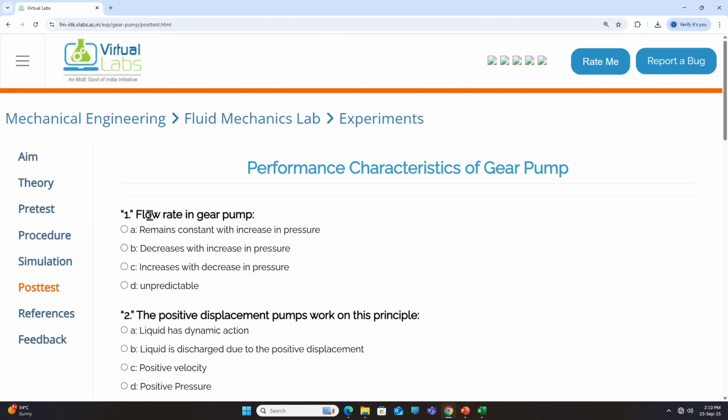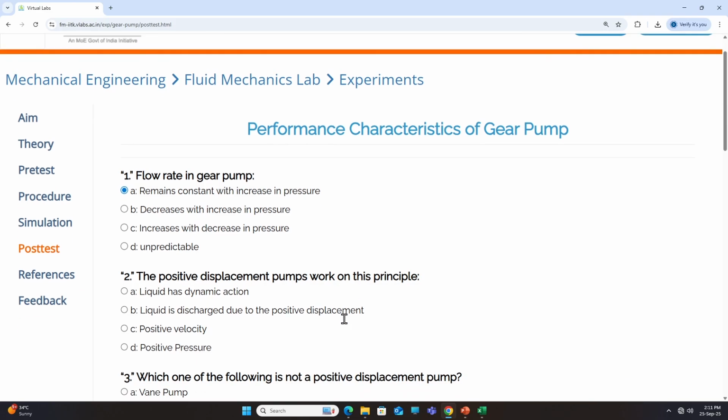It says flow rate in gear pump remains constant with increase in pressure, decreases with increase in pressure, increases with increase in pressure, increases with decrease in pressure and is unpredictable. The answer is it remains constant with increase in pressure. Positive displacement pump work on this principle. What is the principle? Liquid has dynamic action, liquid is discharged due to the positive displacement. Yes, this is the correct answer.